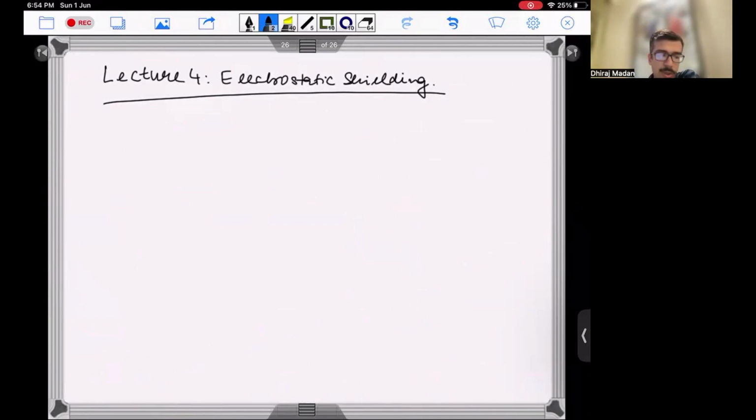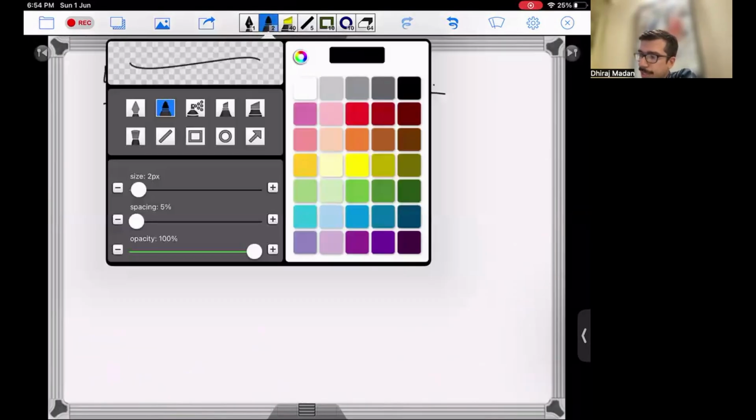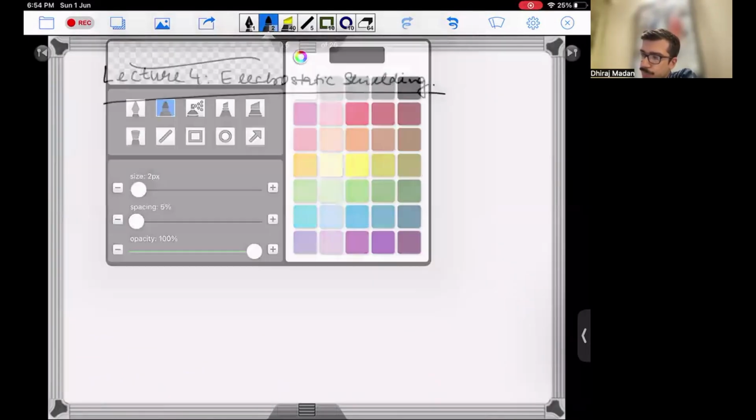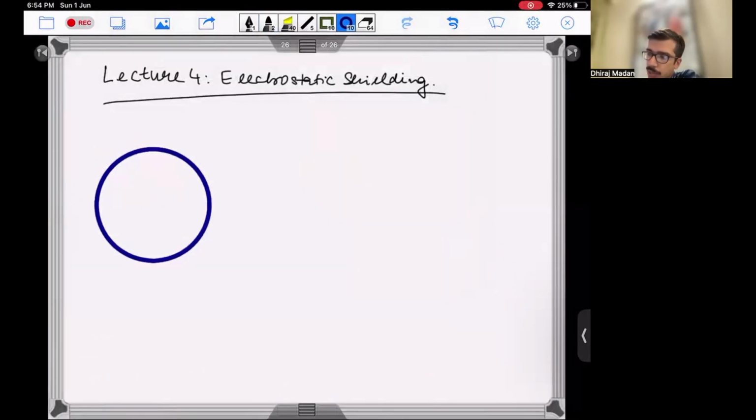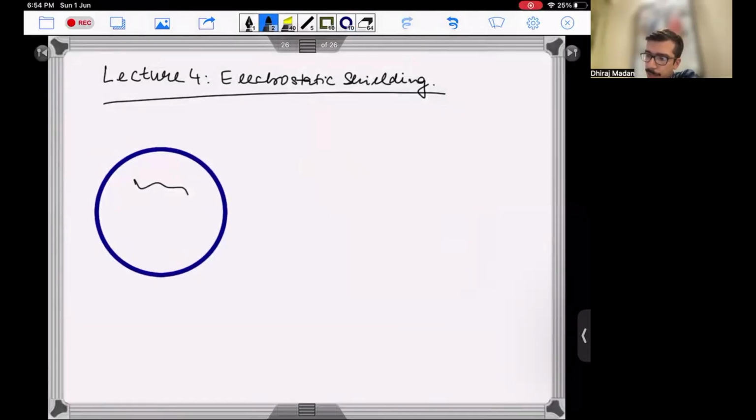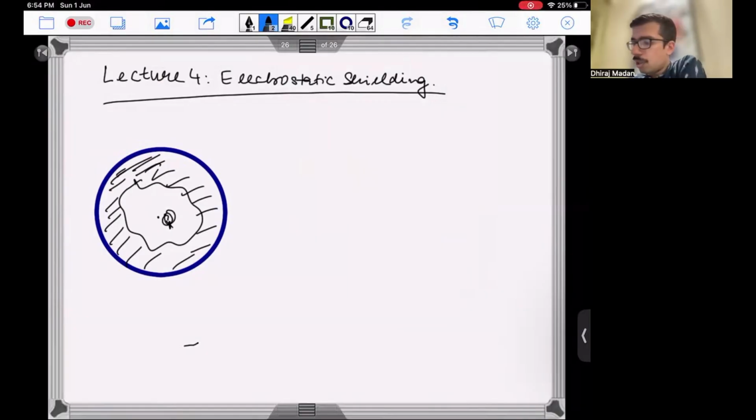Let's look again at one of the problems we also looked at in the last lecture. Let's say you have a conducting medium with a cavity, and within the cavity I place a charge of capital Q. Let's say I want to compute the electric field outside this cavity. How do we do that?